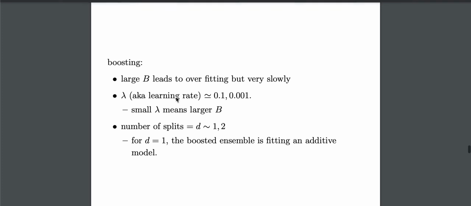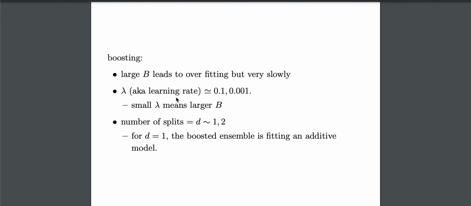So a large B, unlike in random forest, where anything beyond 500 would be okay, can lead to overfitting in boosting, but very slowly.